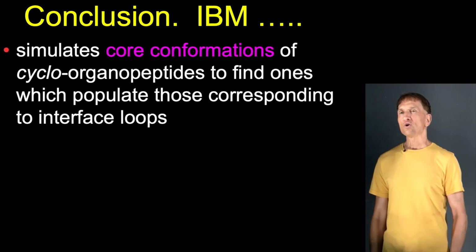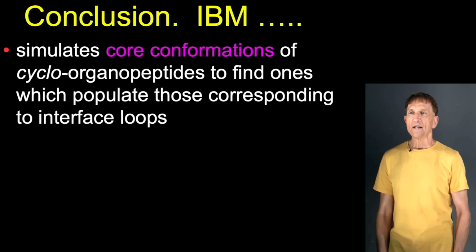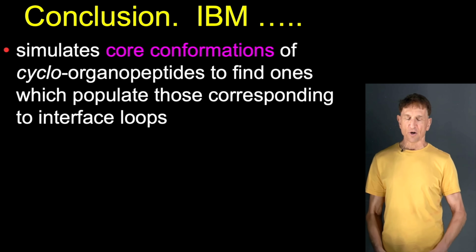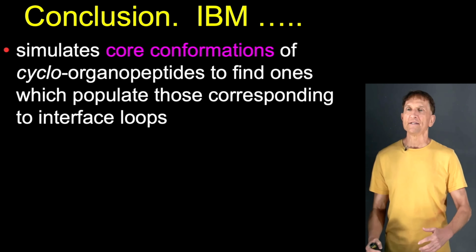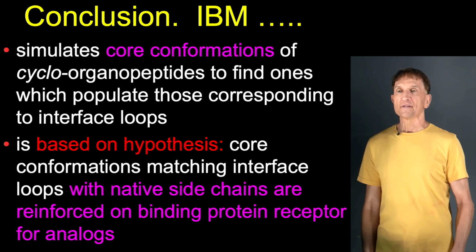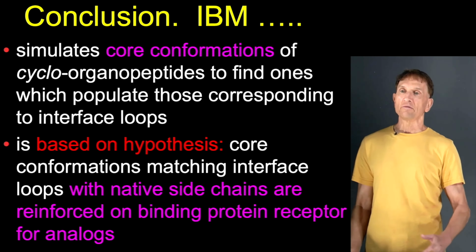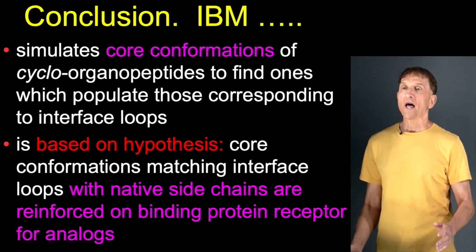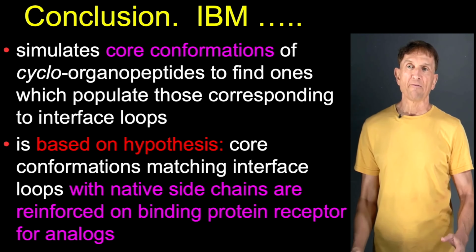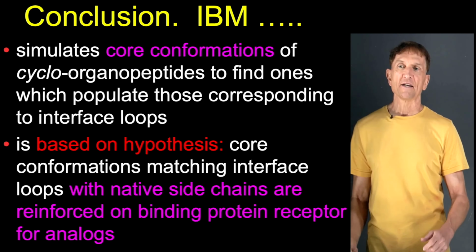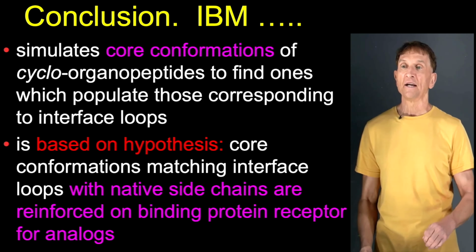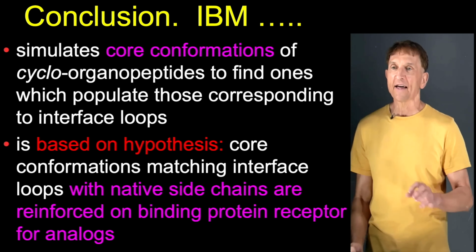IBM simulates core conformations of cyclo-organopeptides to find ones which populate those corresponding to interface loops, because what we want to do is mimic or disrupt protein-protein interactions, or simply find a ligand that binds on the surface of a protein. It's based on a hypothesis, and the hypothesis is that the core conformations matching the interface loops can be simulated in solution using all-alanine peptide. When we actually find one that overlays well, we make a similar cyclo-organopeptide, except it contains the native side chains corresponding to those which bind the protein receptor at that loop region.